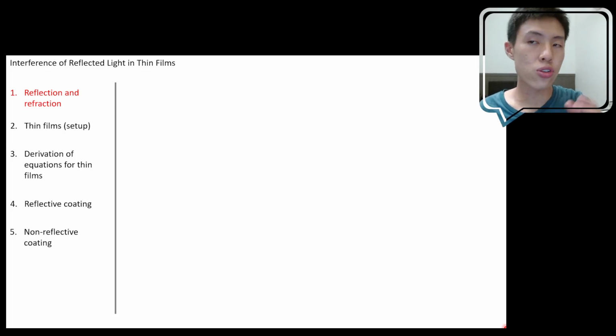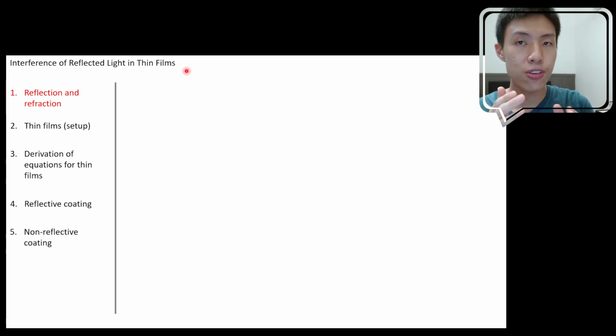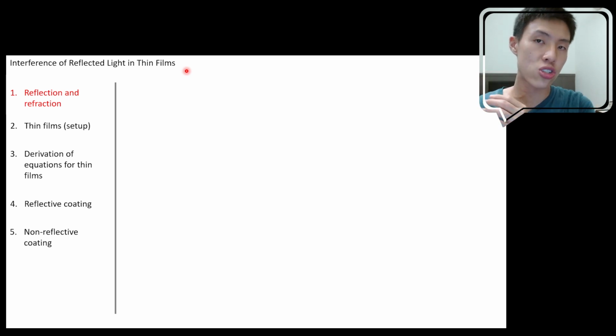In this video, we are going to talk about interference of reflected light in thin films. In the previous section, we talked about interference as well, but that interference happened between two lights transmitted through a double slit system. We call it Young's double slit experiment. But now, the interference still occurs, but it's between two waves that were reflected from the thin films.